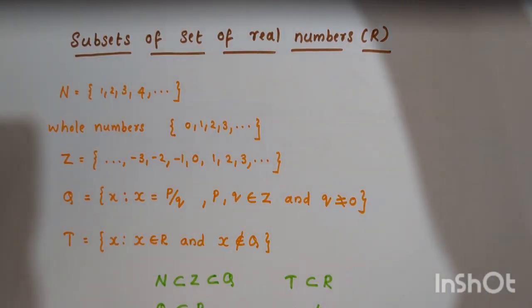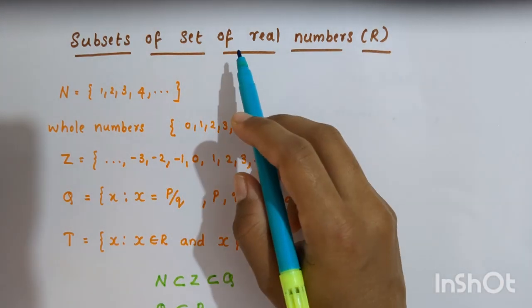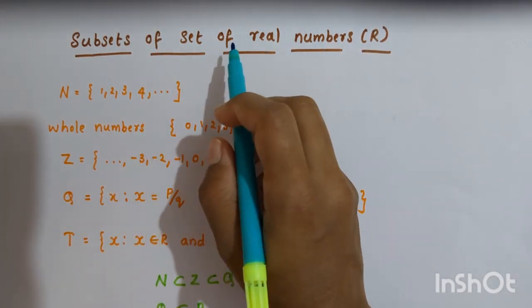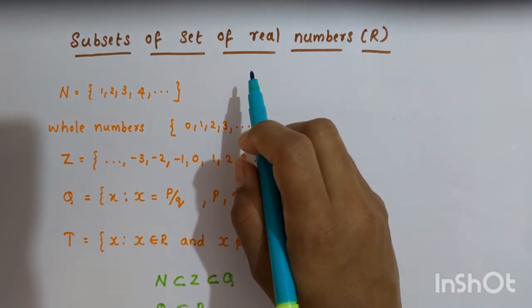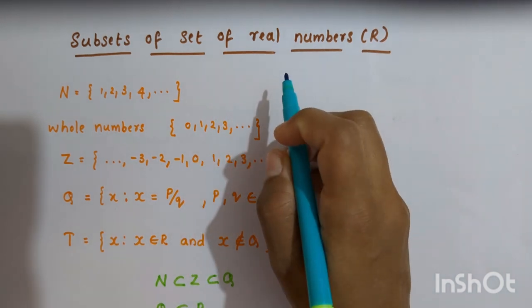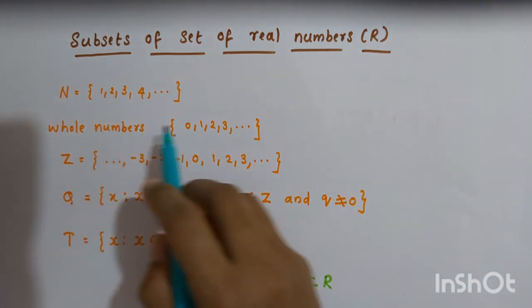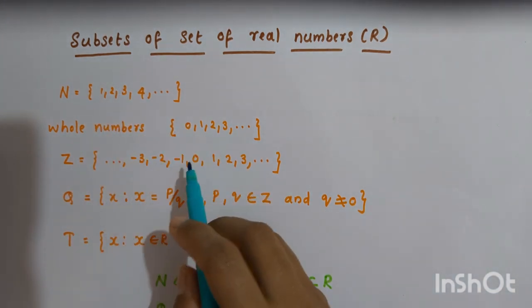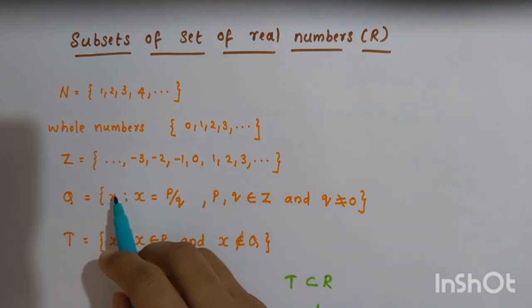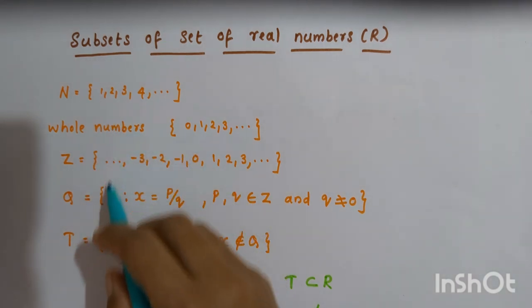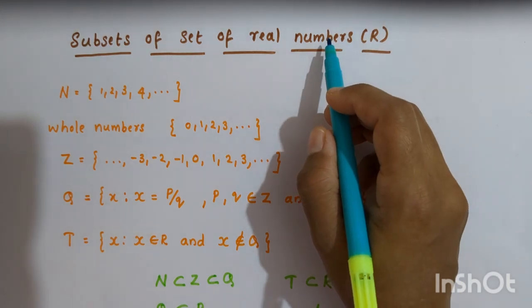Now, let us talk about the subsets of the set of real numbers. Set of real numbers means capital letter R. Now, subsets of the set of real numbers. You see, a real number is any positive or negative number. This actually includes the natural numbers, the whole numbers, the integers, the rational numbers, then irrational numbers, etc. Alright, so you see all these are the subsets of the real numbers R.